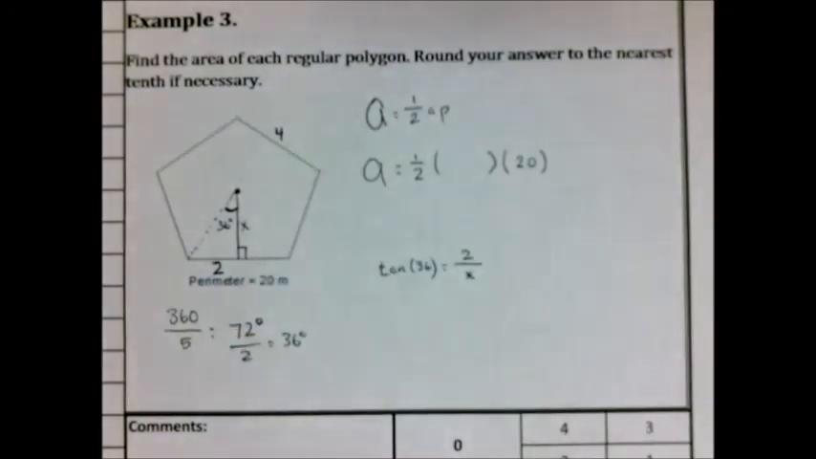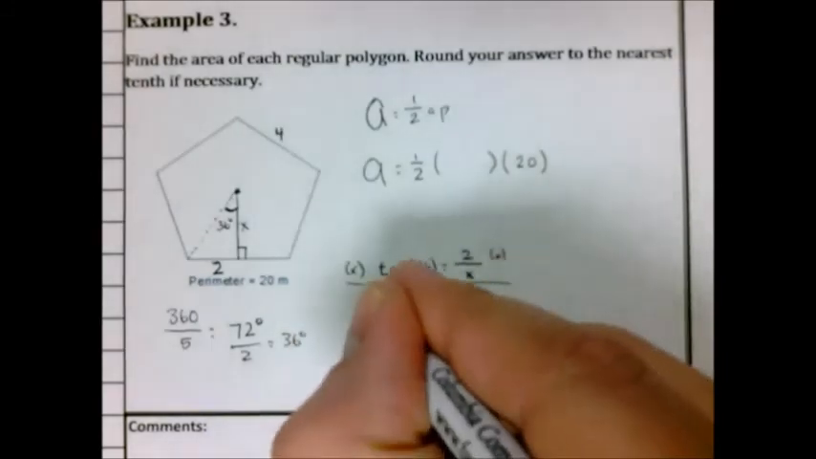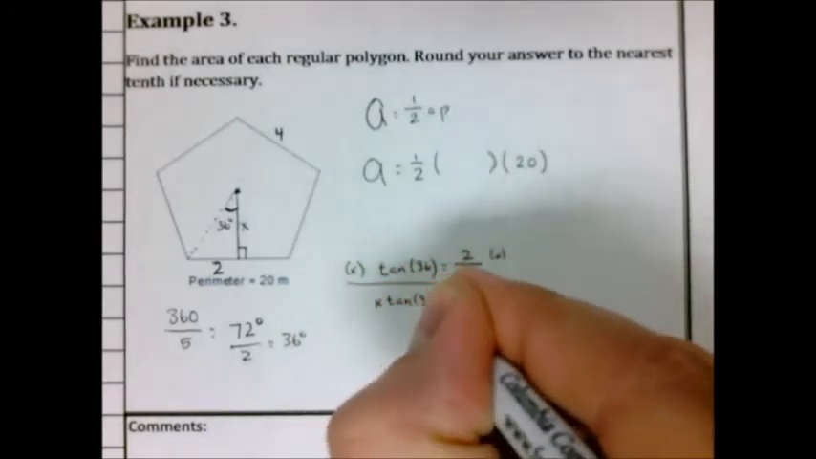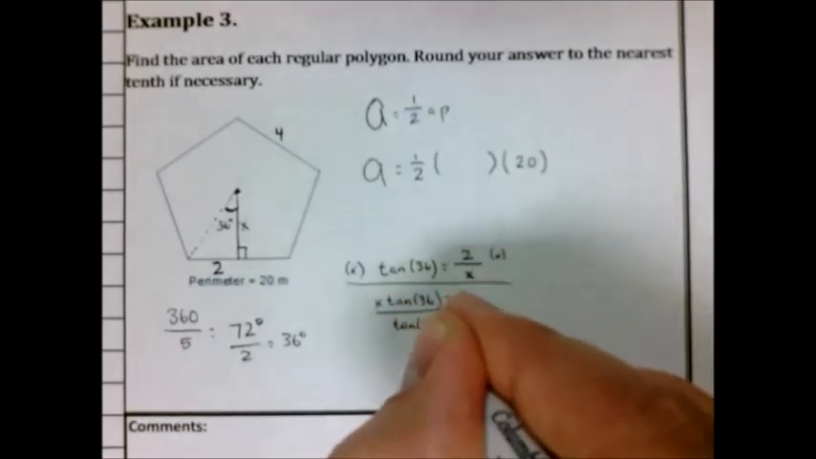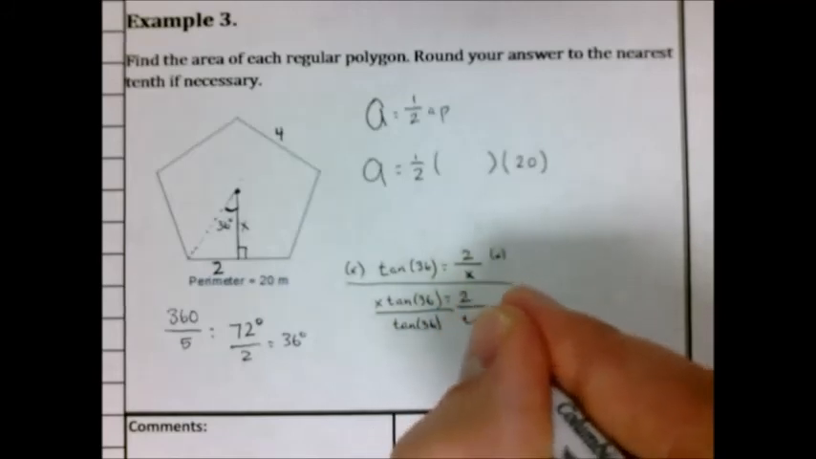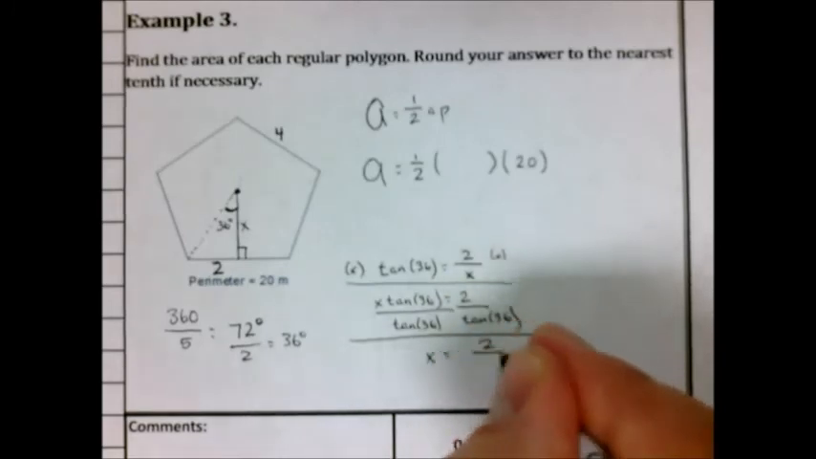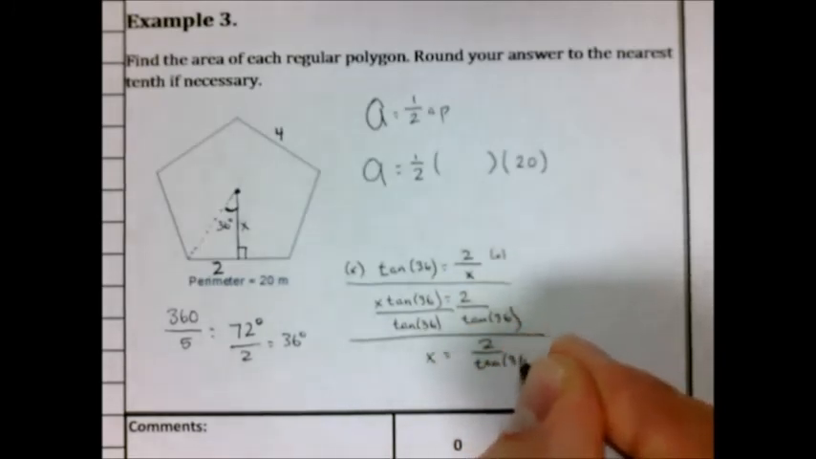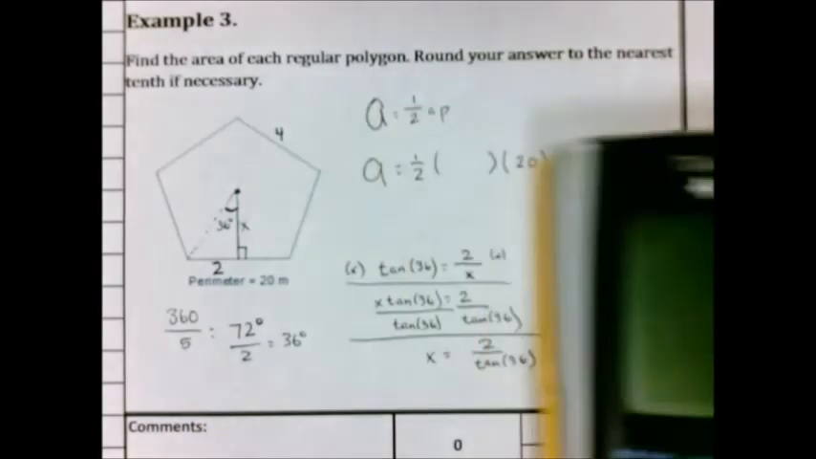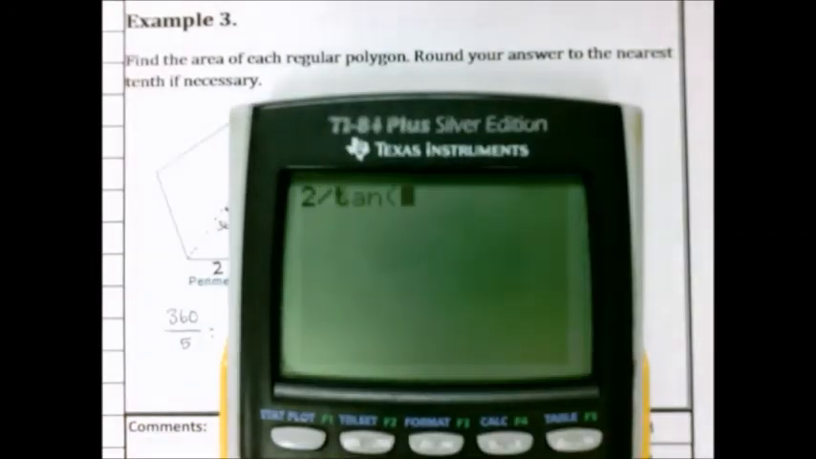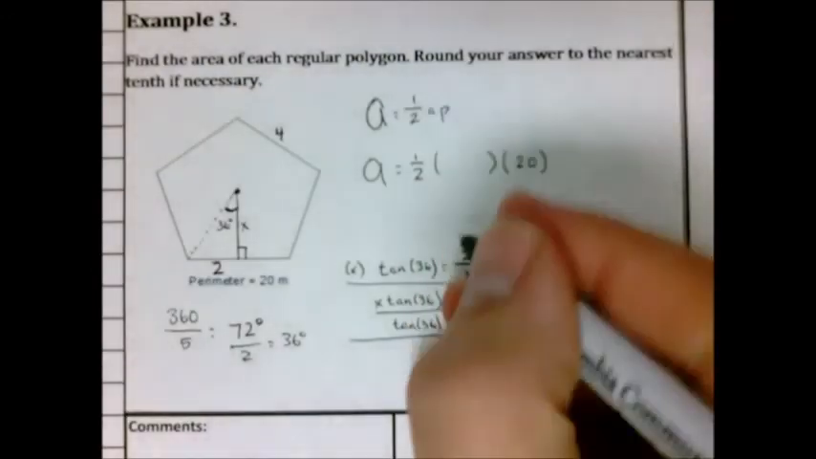That's the length of the apothem. So we just multiply by x on both sides. We get x times the tangent of 36 is equal to 2. Then solving for x, we divide by the tangent of 36. We get x is equal to 2 divided by the tangent of 36, which I don't really know what that is, but I can use my calculator to figure that out. 2 divided by the tangent of 36 is 2.8. We'll say it's 2.8. So go back up here and put 2.8.